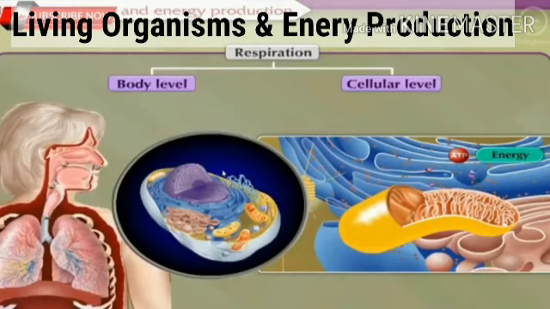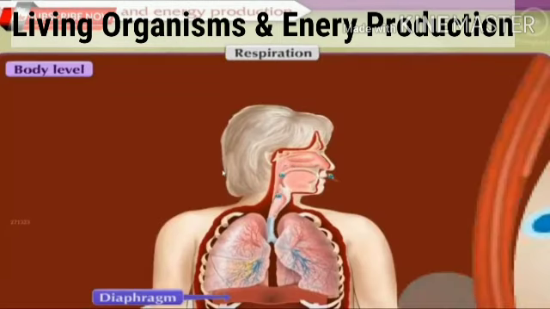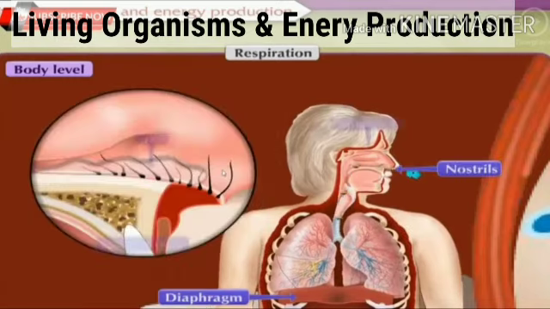In living organisms, respiration occurs at two levels. First, body level, and second, cellular level. We know that at body level, oxygen and carbon dioxide are exchanged between the body and surroundings. Means there is an exchange of oxygen and carbon dioxide. We inhale oxygen and we exhale carbon dioxide. Then observe the diagram. This diagram is of the respiratory system.